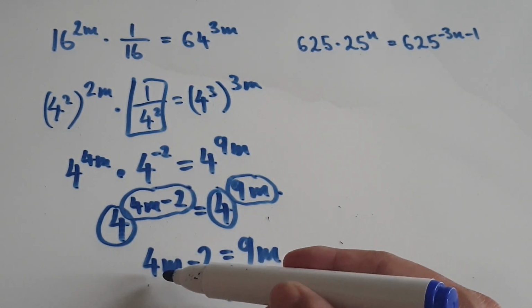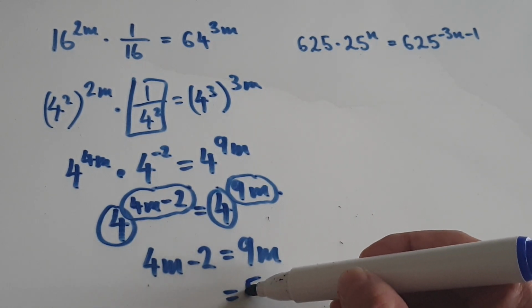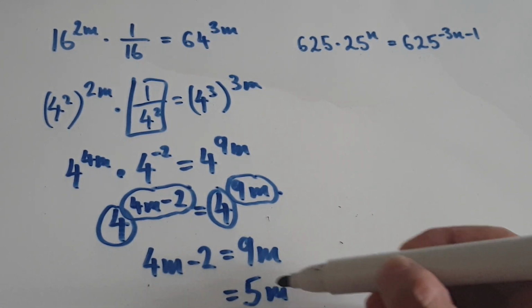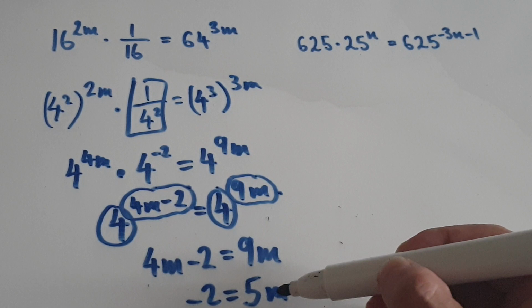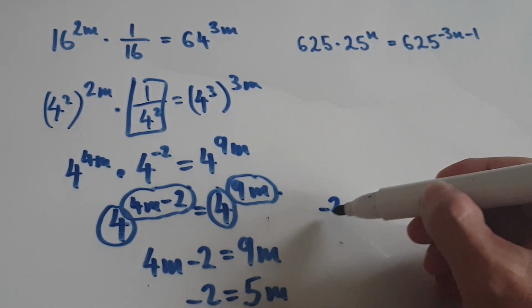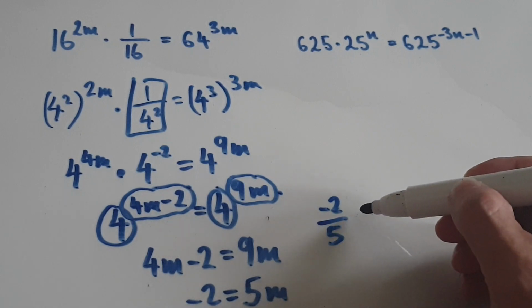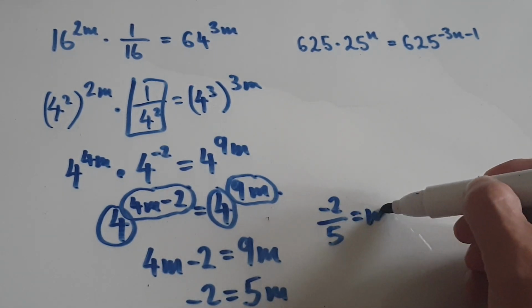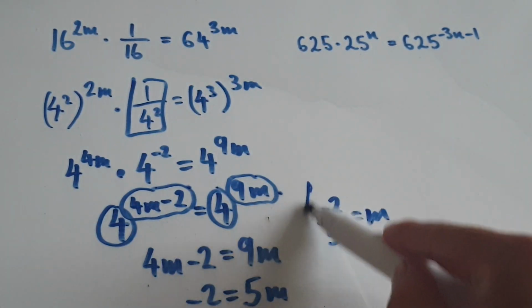Take away 4m from both sides. 5m equals negative 2, and then divide by 5. So that will be negative 2 over 5 equals m. Okay, so that's your final answer.